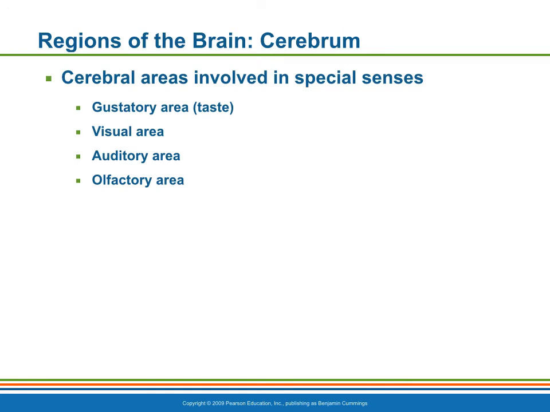The cerebrum also houses areas involving the special senses. The visual area is located in the occipital lobe. The auditory area is in the temporal lobe, and the olfactory area is found deep inside the temporal lobe.